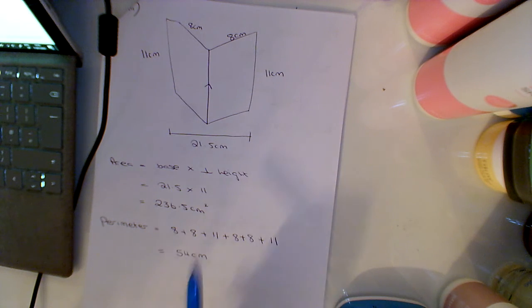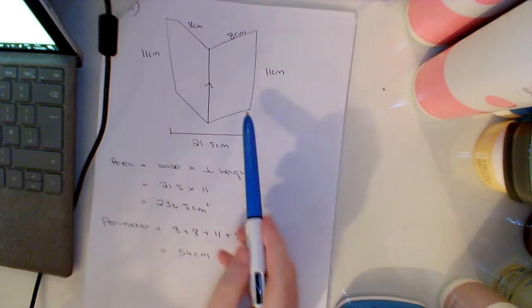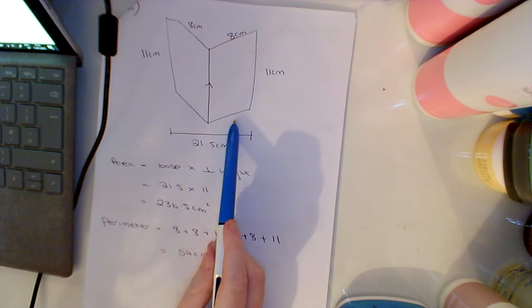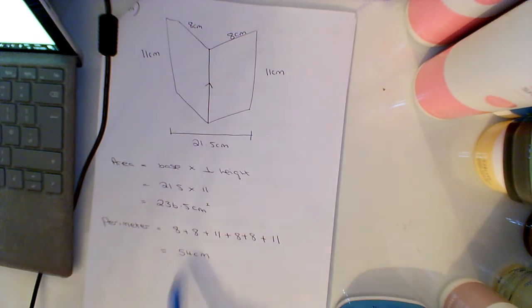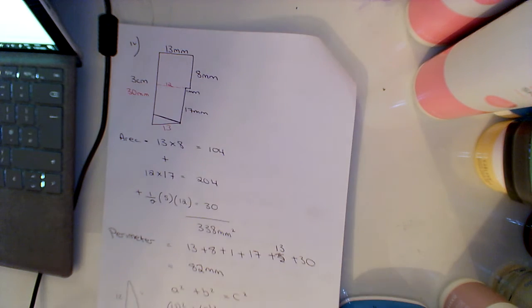My perimeter is got by adding all the sides. So I have 8 plus 8 plus 11. If this is 8, that means down here is 8. So I have 8 plus 8 plus 11, and I get my answer to be 54 centimeters.